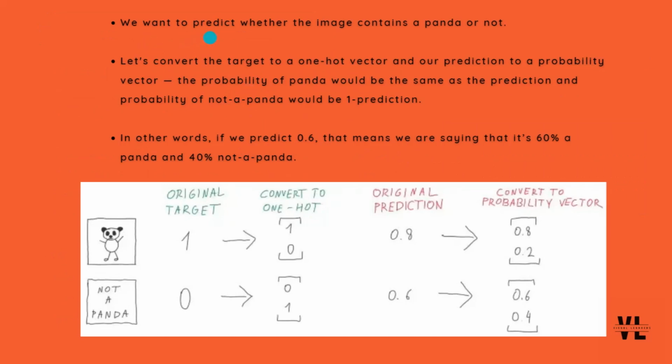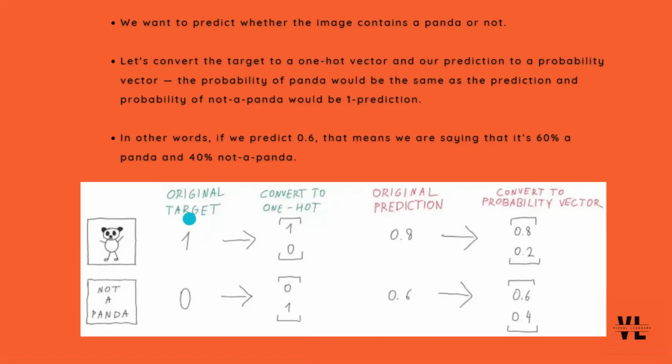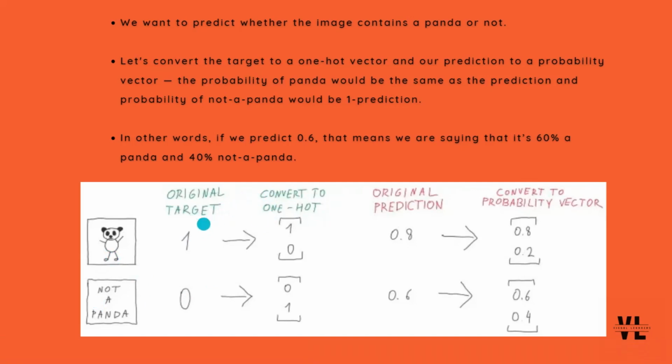Let's assume that we want to predict whether an image contains a panda or not. This is a simple example which contains an image which has a panda and another one that just says not a panda, or there is no panda in this image. So the label for this data might be 1 if there is a panda and 0 if there is no panda. The first thing that we can do is to convert the target into a one-hot encoding. So let's convert the target to a one-hot vector and our prediction to a probability vector. The probability of panda would be the same as the prediction, and the probability of not a panda would be one minus the prediction.